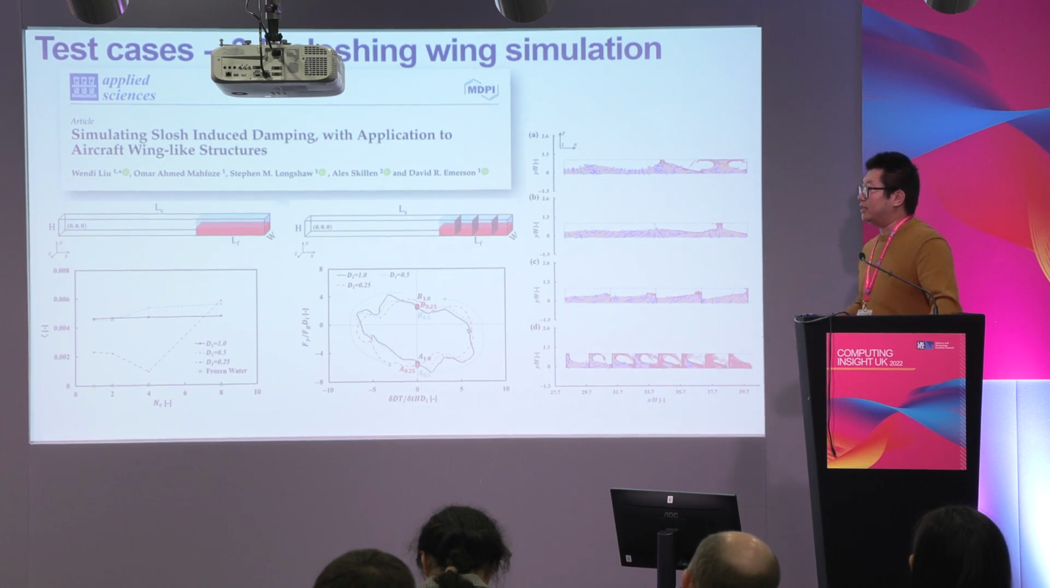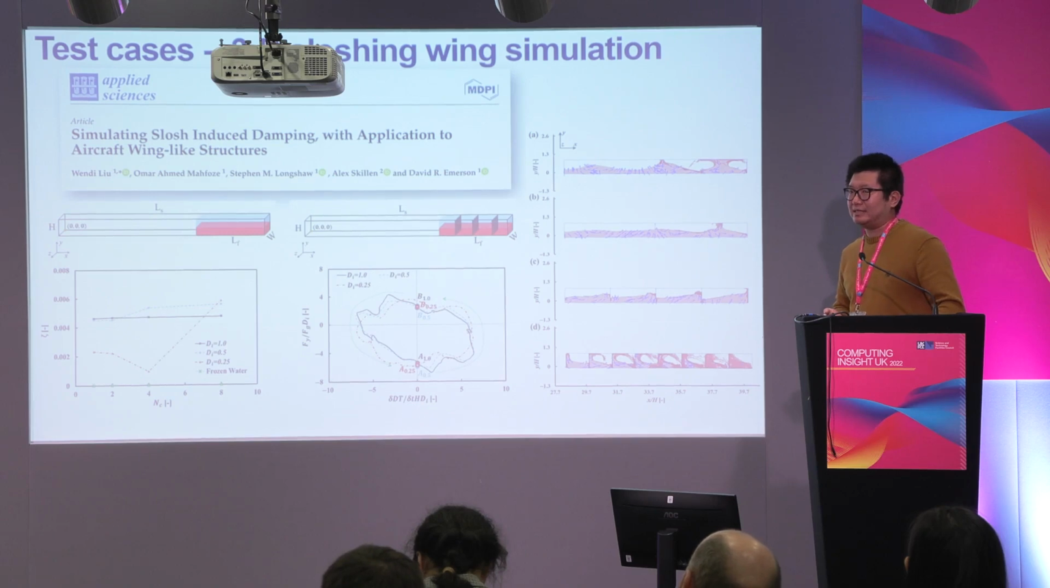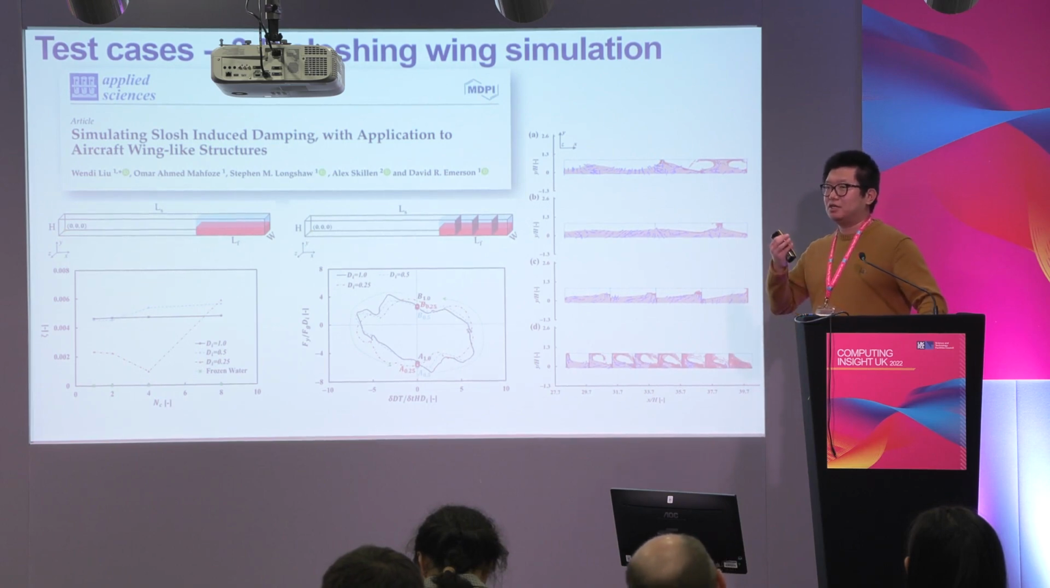aeroelasticity for the airplane wings. And during the aeroelasticity, the fuel tank inside the airplane will have some kind of interaction with the aeroelastic motion of the airplane. And we are trying to investigate how the interaction goes and whether the sloshing fuel tank can provide some kind of sloshing damping to the aeroelastic behavior of the airplane.